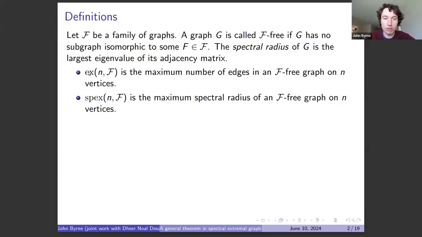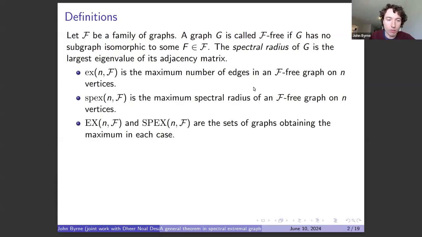So the two functions that we're interested in studying are the extremal number of F and the spectral extremal number of F. The extremal number just means that you look at all n-vertex graphs that are F-free and ask which one has the maximum number of edges. And the spectral extremal number is the same, except now we're maximizing the spectral radius instead of the number of edges. So these lowercase quantities will denote the maximum values themselves. Uppercase quantities will always denote the set of graphs that obtain the maximum.